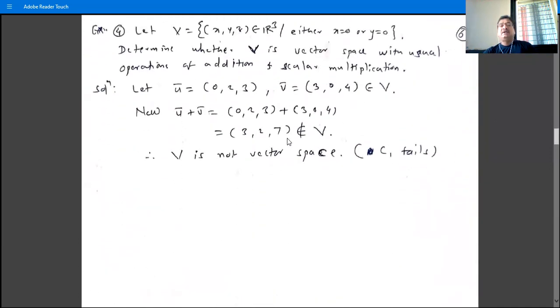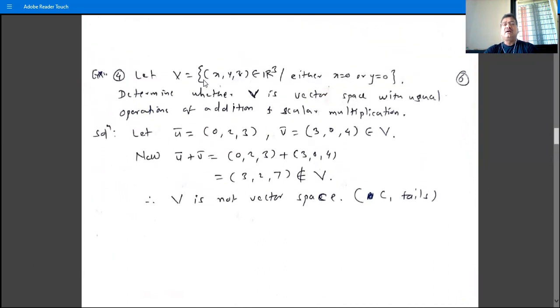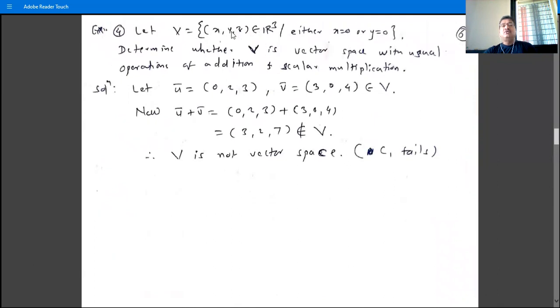So, next example. Let V be the set of (x, y, z) belonging to R3, that is, the set of 3-tuples, where either x is 0 or y is 0. So again, this V is a subset of R3, containing some elements of R3. What are they? Either x is 0 or y is 0. One of them must be 0. So what are the elements of V? (0, 2, 3) is an element of V. Then (2, 0, 3). Also (0, 0, 2) is an element of this set V.